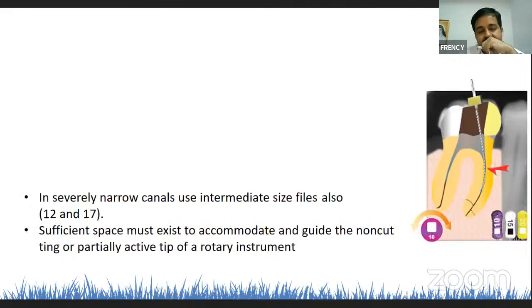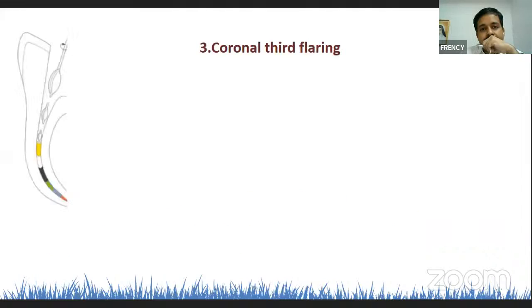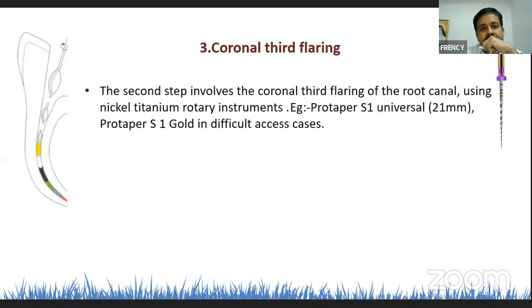What you are doing in this technique is creating space for the rotary instrument, because rotary instruments, as you all know, have non-active or passive cutting tips. Then again, you have to give a good coronal third flaring. Initially you have used the hand files 8, 10, 15, and 20 for coronal flaring. Then you do coronal third flaring using a rotary instrument. You can use ProTaper S1 Universal 21 mm, because even in large canals you can use 21 mm since you are not going into the apical third.